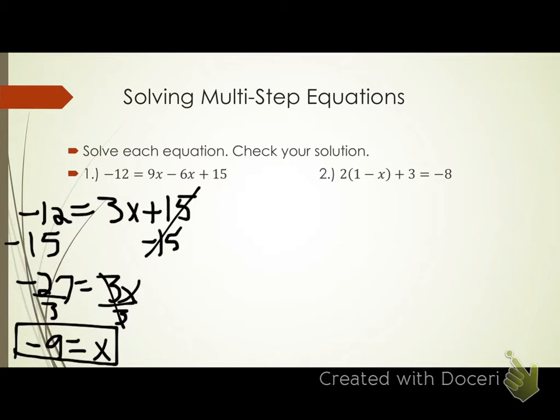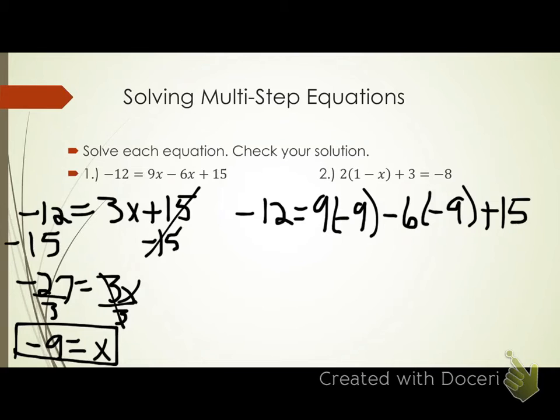Now we got to check our solution. Let me ask you a question though. There's 2 x's here. So which x do I replace with negative 9? Both. Very good. Anywhere I see an x, I got to replace it with negative 9, no matter how many x's there are. If there's 27 x's in my original equation, I've got to plug in negative 9 27 times. So we have negative 12 equals 9 times negative 9 minus 6 times negative 9 plus 15.